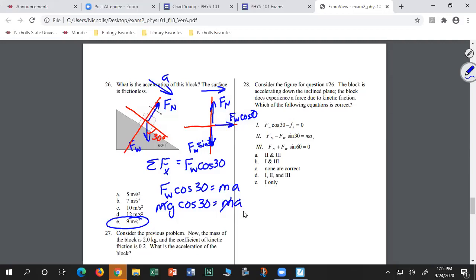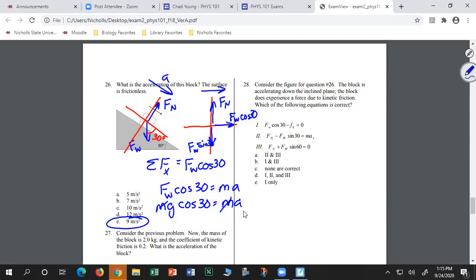Now, you want to do 27 as well? You're going to see it. Let's just do it. So let's imagine that that block is 2 kilograms. And the coefficient is 0.2. What is the acceleration of the block?